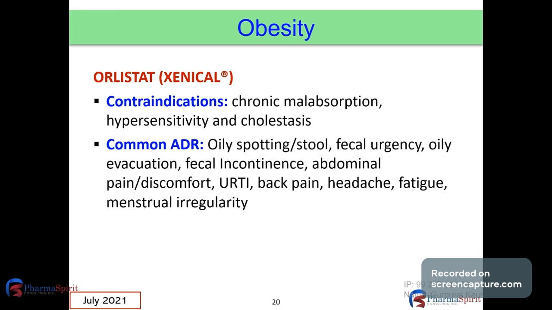In terms of contraindication, orlistat is contraindicated in patients with chronic malabsorption syndrome, hypersensitivity, and those who have cholestasis. Some of the common adverse reactions are very basic to understand. Because it inhibits the fat digestion, the bowel is full of fat. This leads to oily spotting and oily stool, fecal urgency, oily evacuation, fecal incontinence, abdominal pain and discomfort. It also causes upper respiratory tract infection, back pain, headache, fatigue, and menstrual irregularity.